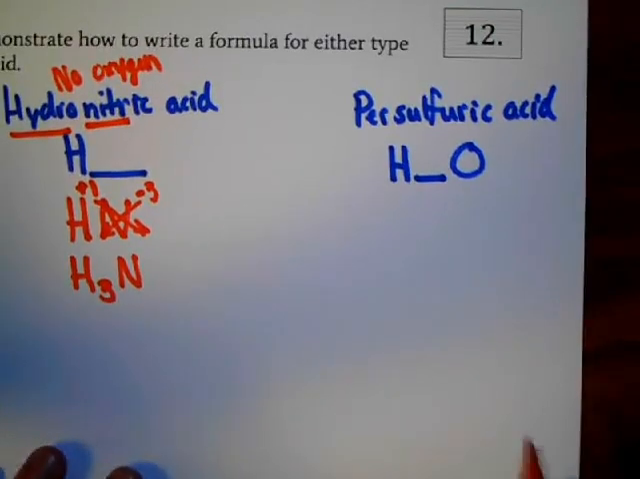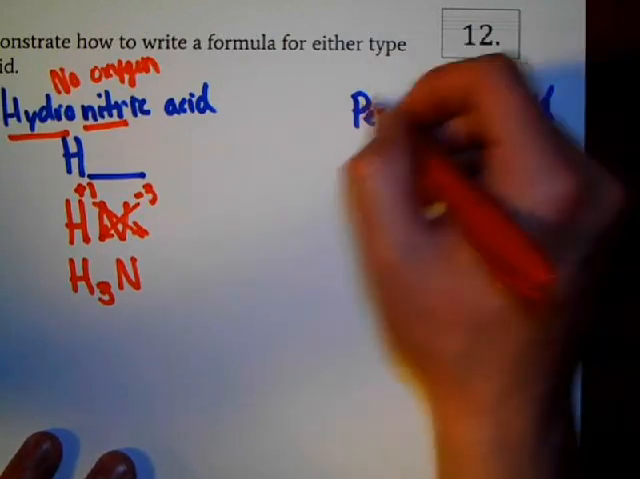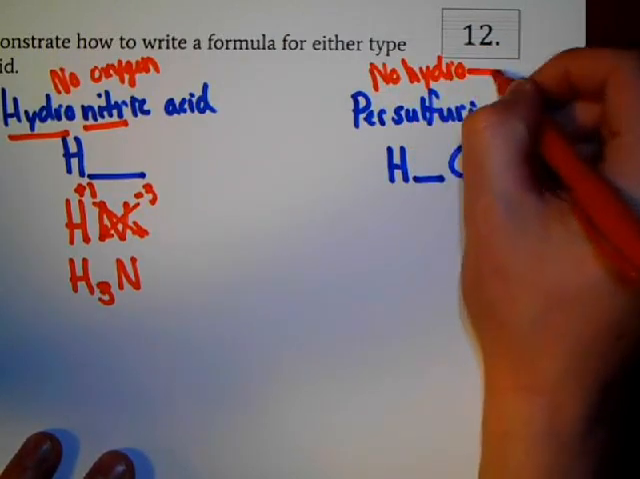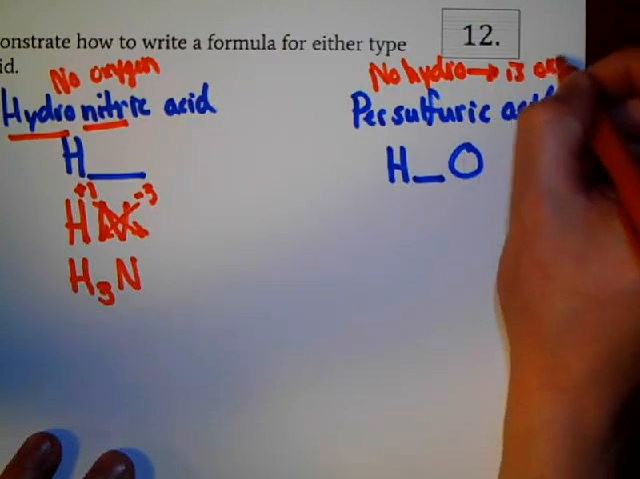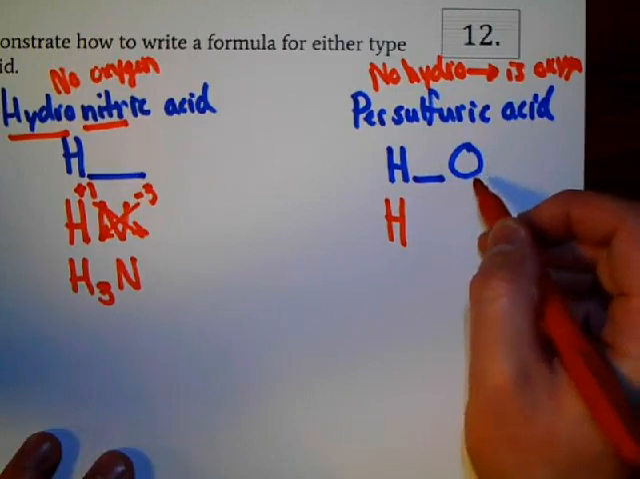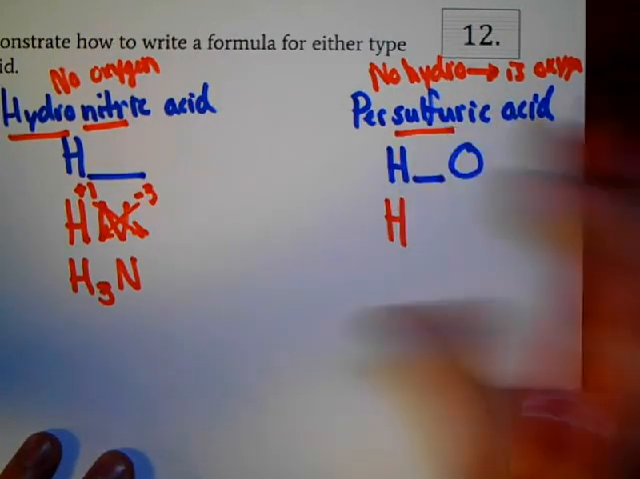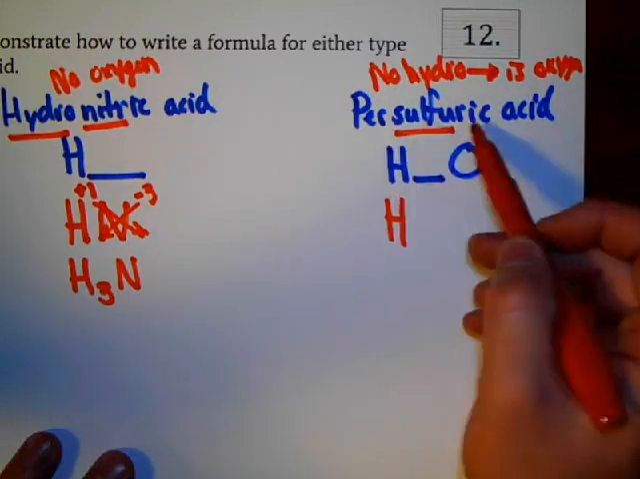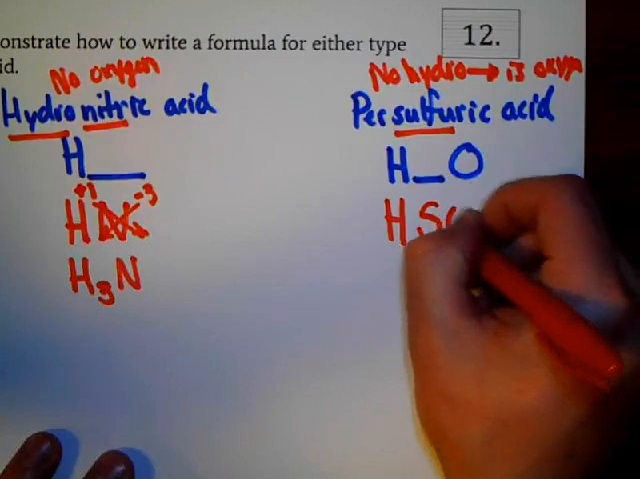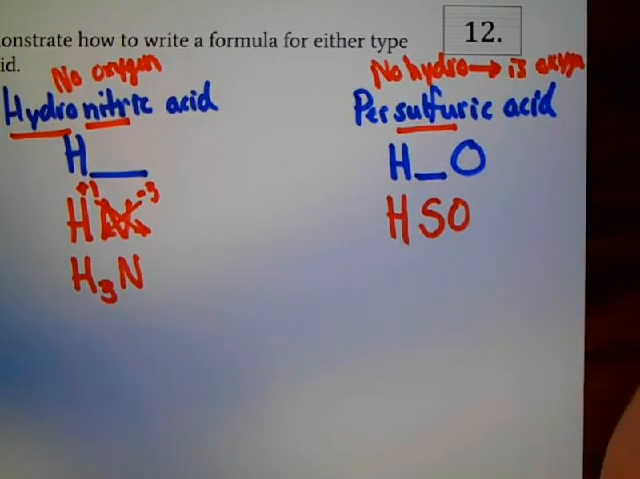Now, if I go to the other side, I do something very similar. The issue is I know that because there's no hydro, that means there is oxygen. So I have hydrogen and I have an oxygen. What number or letter goes before the oxygen is based on the polyatomic ion regardless of the suffix or prefix here. I have sulfic, which means it's sulfur, and I add an oxygen because there's no hydro. Now the question is, where do the numbers come from?